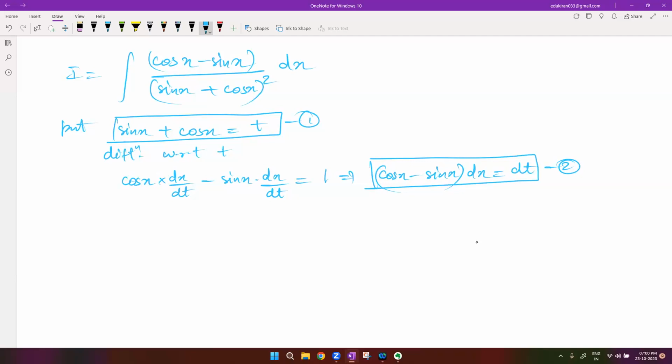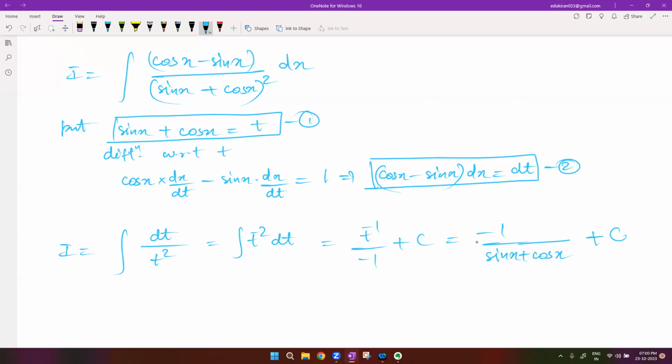So I is equal to the whole numerator becoming dt and the denominator becoming t square. This is nothing but t to the power minus 2 dt, which will be t to the power minus 2 plus 1 divided by minus 1, plus c. So minus 1 upon t, and t is sin x plus cos x. This is the final answer.